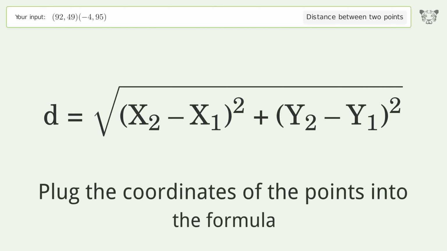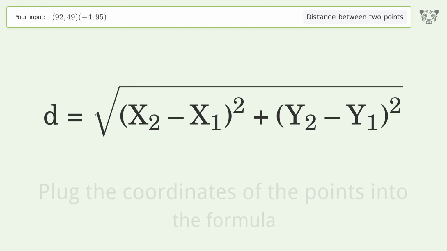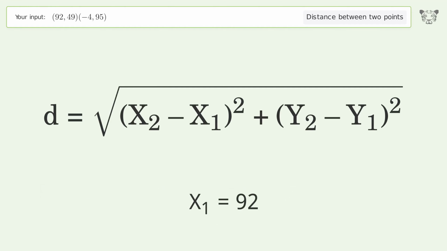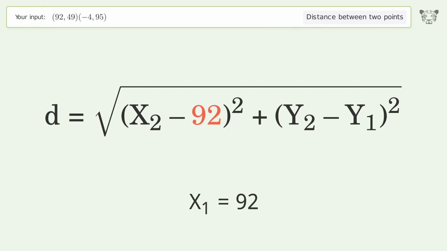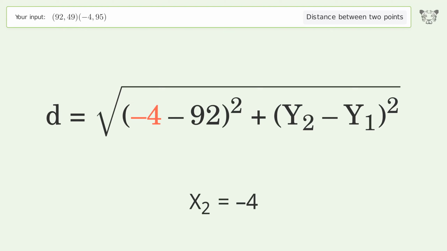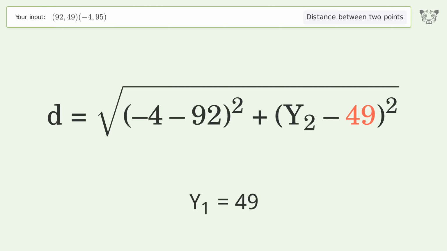Plug the coordinates of the points into the formula. x1 equals 92. x2 equals -4. y1 equals 49. y2 equals 95.